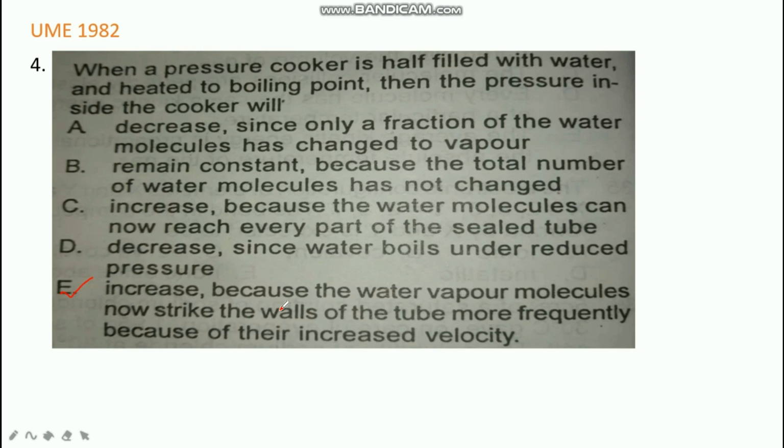But in this case, the pressure inside the cooker will increase, of course, because the water vapor molecules now strike the wall of the container more frequently because of their increased velocity. Of course, that is the reason, because it has been heated to boiling point. More often than not, when we analyze saturated vapor pressure, it's usually in a confined container for the analysis. But I believe you get the point. So that is for that.